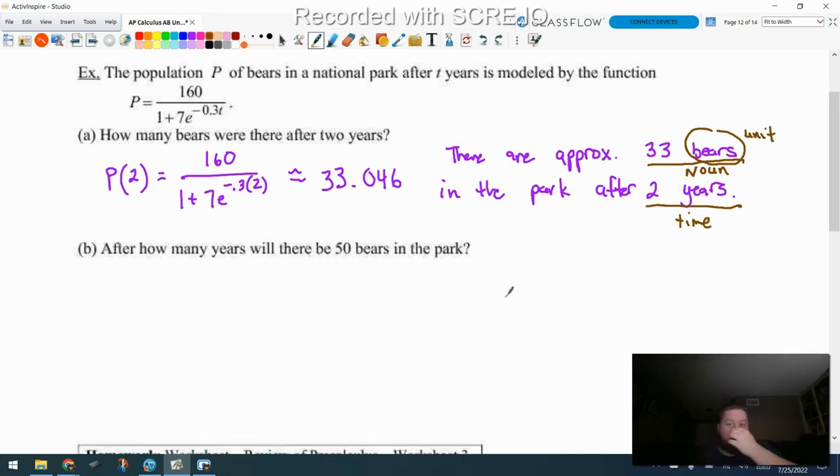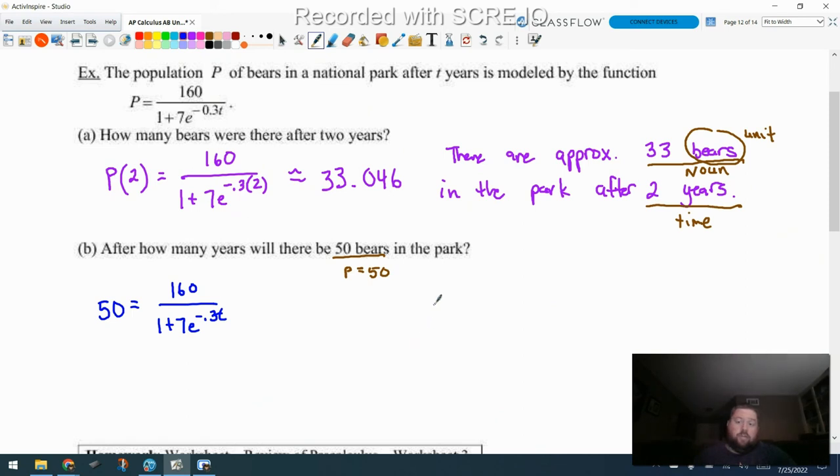All right, letter B. After how many years will there be 50 bears in the park? So 50 bears would be P is equal to 50. So now we're trying to figure out T when we know P. So let's set this up. 50 is equal to 160 over 1 plus 7e to the negative 0.3t.